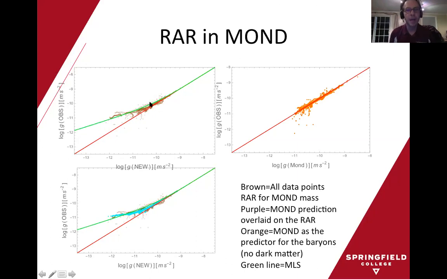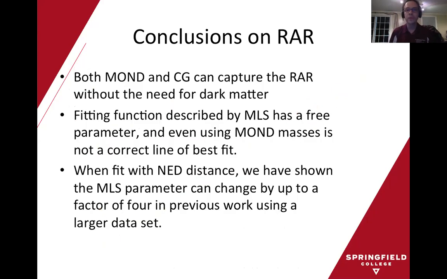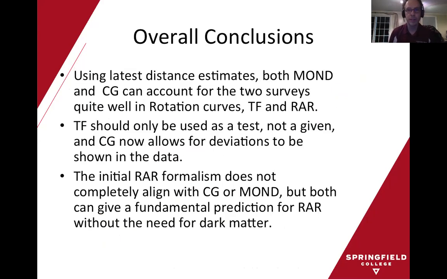This is that same line, and we see that if we use only these data points from these two surveys, we see that that line doesn't exactly capture all the data points as well as it did for their sample, meaning that there might be some variation in this line depending on the sample that you use. So that's our conclusions for the radial acceleration rule.